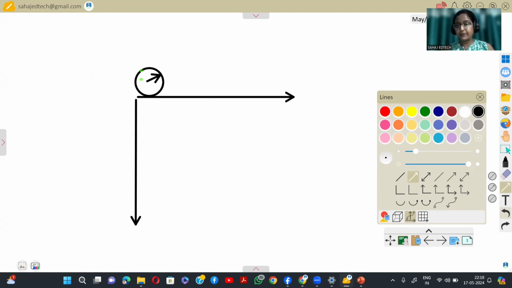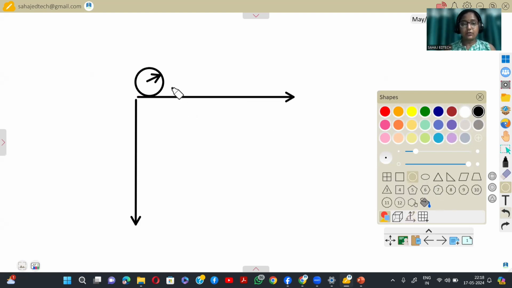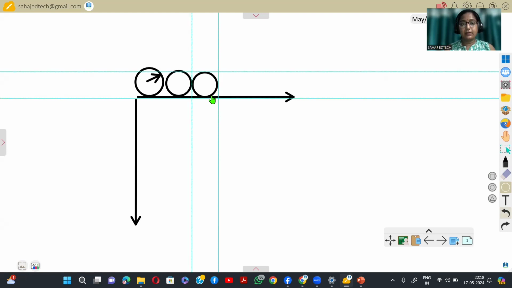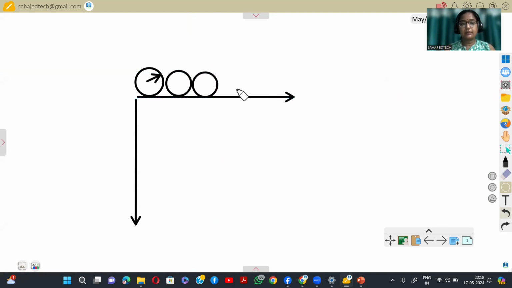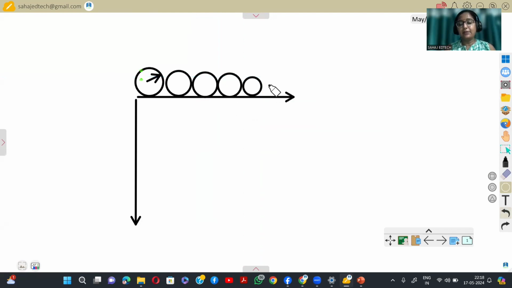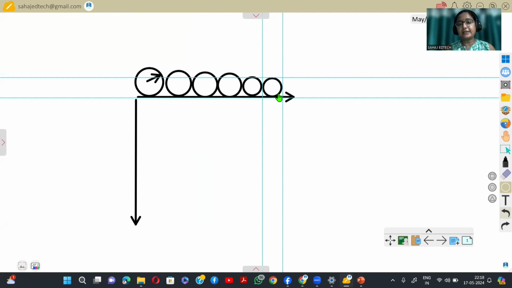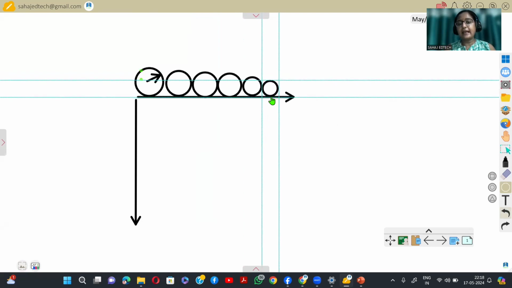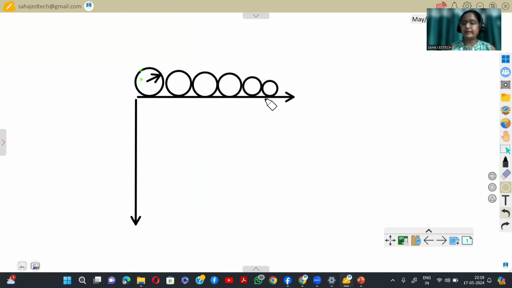So the size goes on decreasing in this way. One thing to remember is that the number of shells remains the same. But since the atomic number increases when you move from left to right, due to that, what happens? Nuclear pull increases and hence the atomic size goes on decreasing.